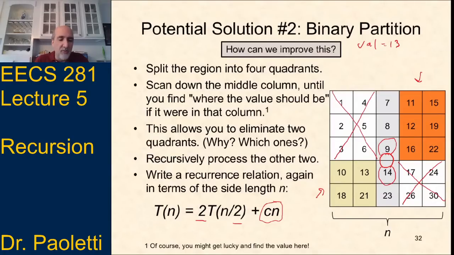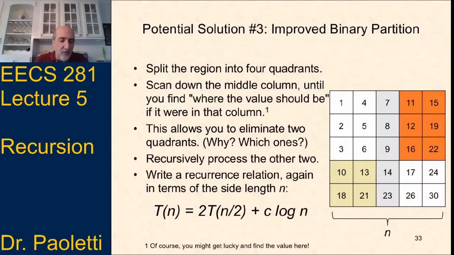How could I improve that? What if instead of doing a linear search of the middle column, I did a binary search of the middle column? So if I do a binary search of the middle column, my portion outside the recursion changes. The recursive part stays the same, but my amount of work outside of recursion is now log n work instead of linear work.